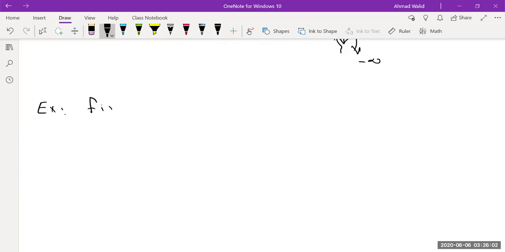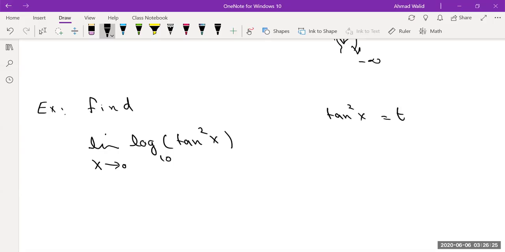Find the limit of log of tan square x base 10 as x approaching 0. Let's name tan square x, for example, t. As x approaching 0, if I plug in 0, tan square of 0 is always 0, right? The tangent of 0 is 0.